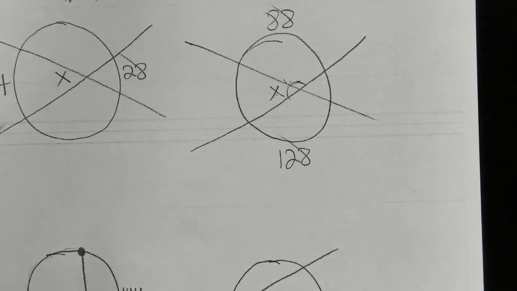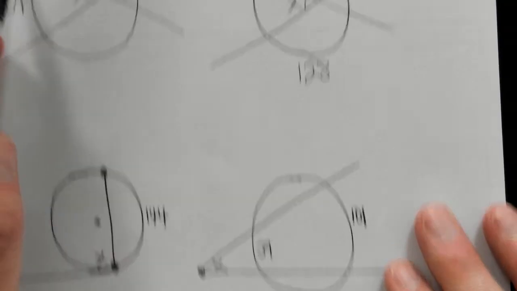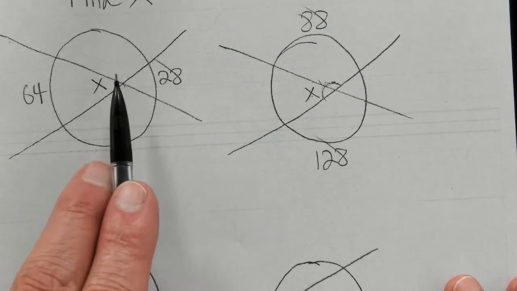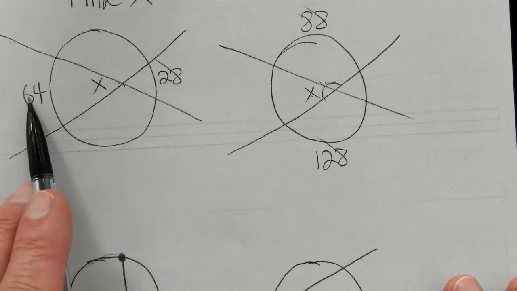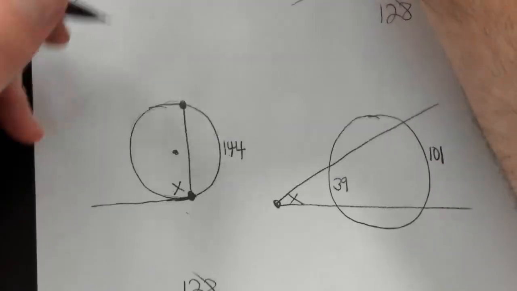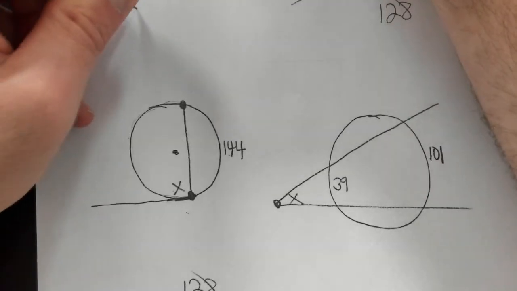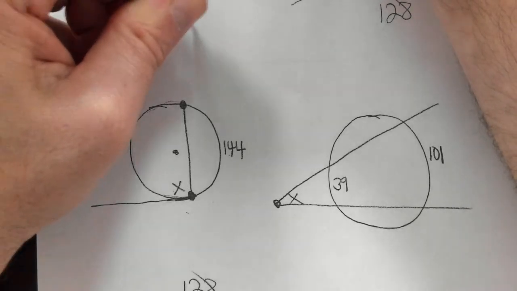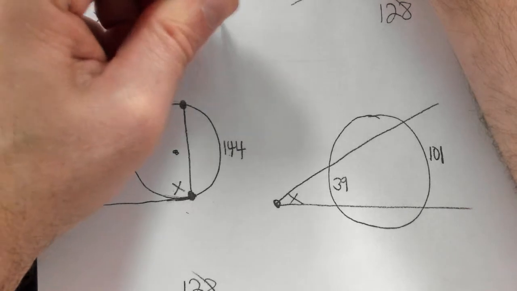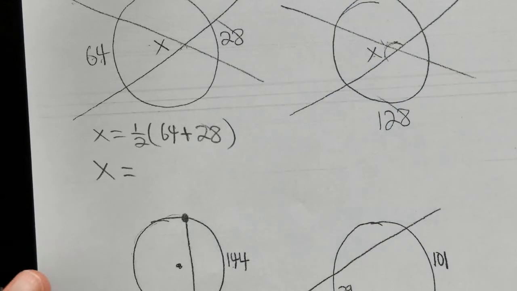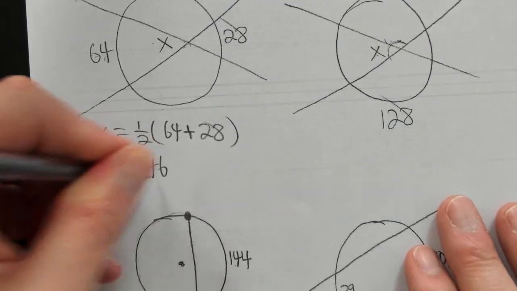So we're asked to find the value of x. If my x is here, first of all, where do they intersect? They intersect inside the circle. So is it going to be 1/2 the sum or 1/2 the difference? It's going to be 1/2 the sum. Intersect inside the circle is 1/2 the sum. So x is going to be equal to 1/2 the sum of the one it's facing, 64, plus the one on its opposite side, 28. So 1/2 of 64 plus 28 is 46. So 46 is the angle.